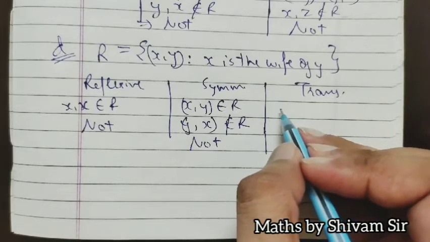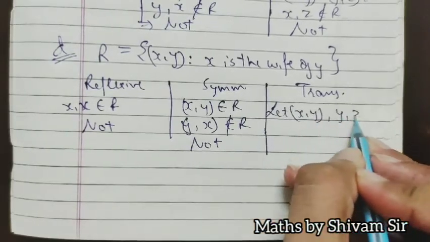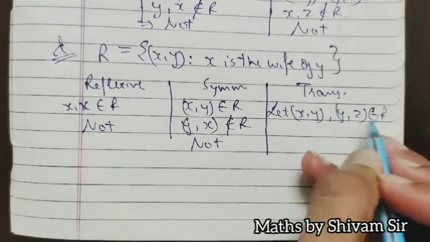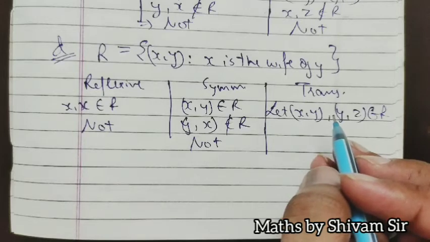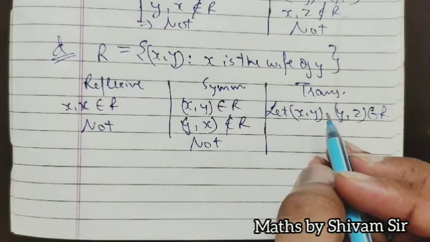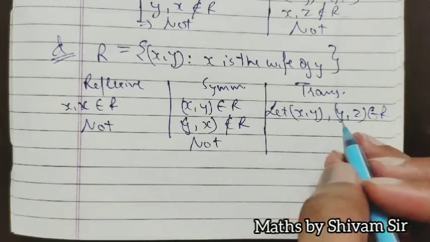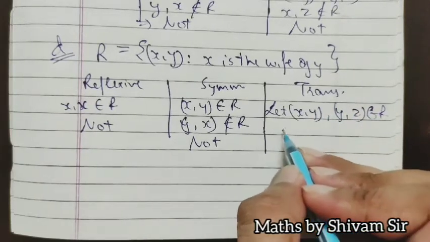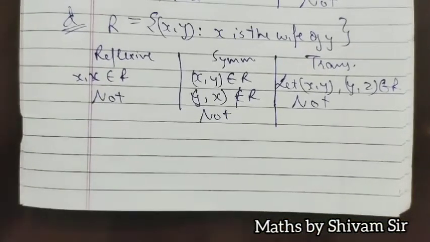Let's check it for transitive. Let (x,y) and (y,z) belong to R. x is the wife of y and y is the wife of z. So this is not possible. Also this does not imply that x is the wife of z. It is not possible right here and we cannot proceed further. So this implies not transitive. So let's move on to the next part.